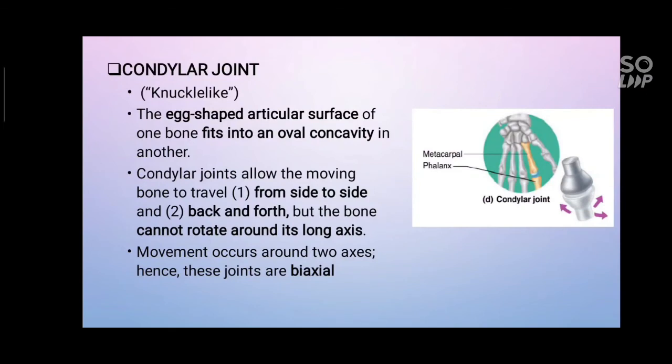Condylar joint, or what we call knuckle-like. The egg-shaped articular surface of one bone fits into an oval concavity in another. So the condylar joints allow the moving bone to travel from side to side, back and forth, but the bone cannot rotate around its long axis. Movement occurs around two axes, hence these joints are biaxial.